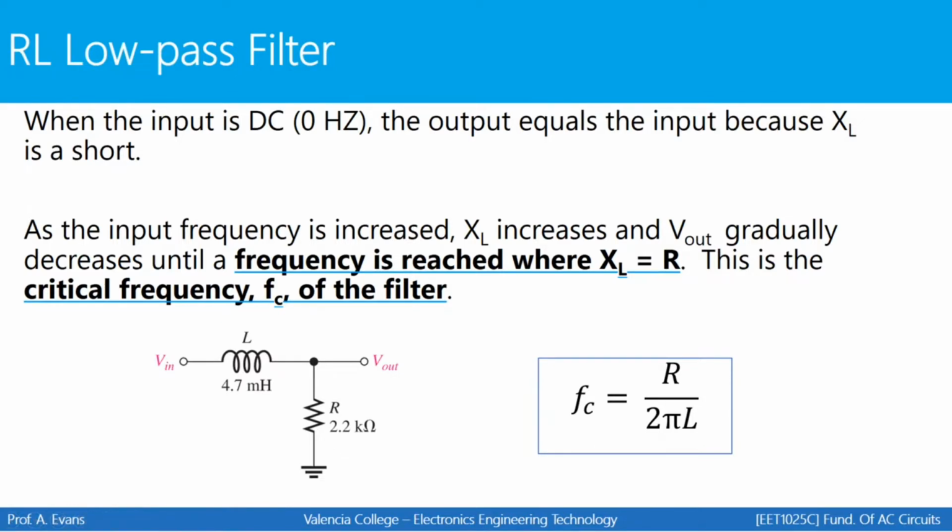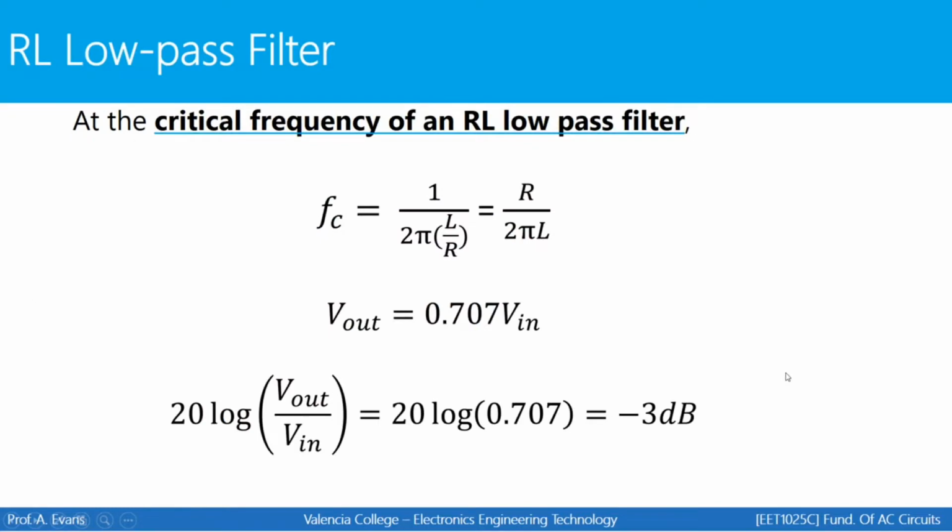That's your critical frequency. And that frequency is determined by R divided by 2 pi L. With a low-pass filter composed of a resistor and an inductor, you have the same relationships for Vout as well as your decibel range. And again, this is how we're going to calculate that critical frequency.